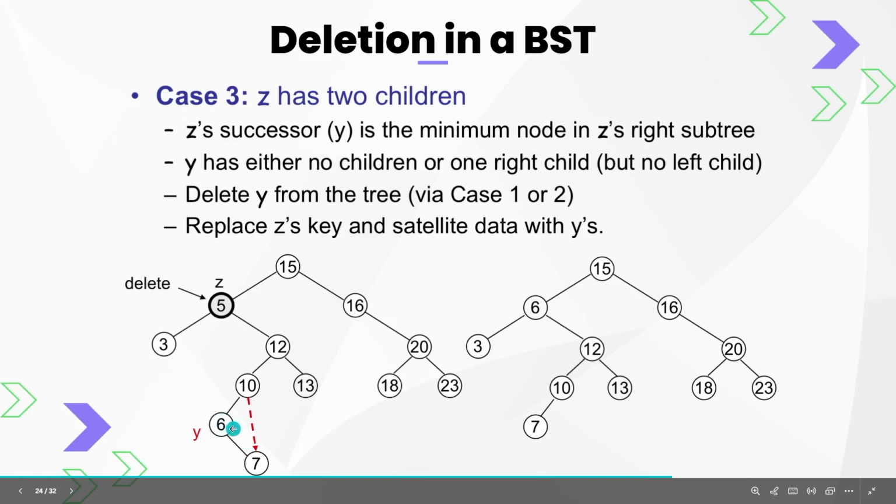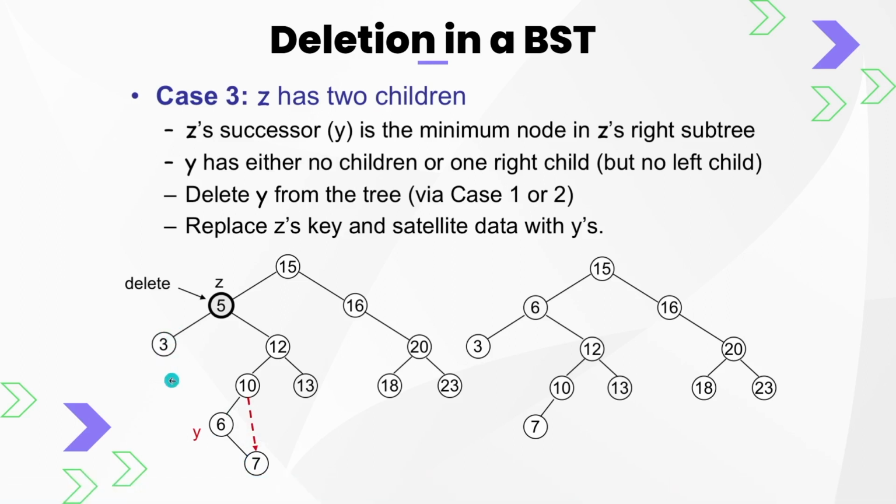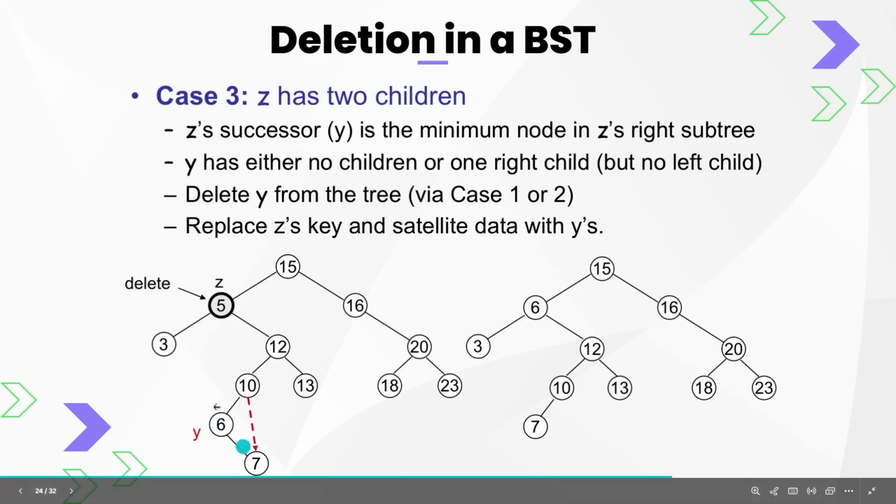So, I have to delete 6 and put it here, but deleting 6 is also not straightforward, because 6 is a node with again one child. So, what I do is that I follow the rule for case 1. When we have a node with one child, before deleting we should find its parent and make its parent point to that particular node. In our case, 6's parent is 10, and so 10 is made to point to 7.